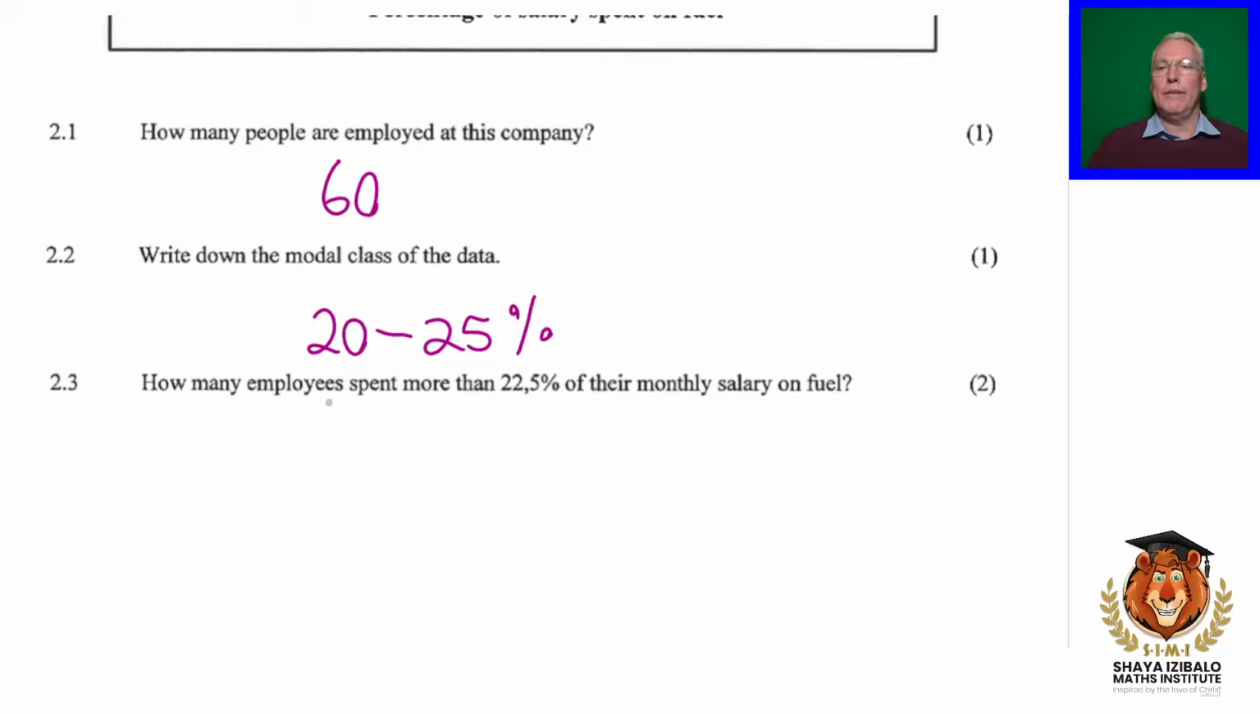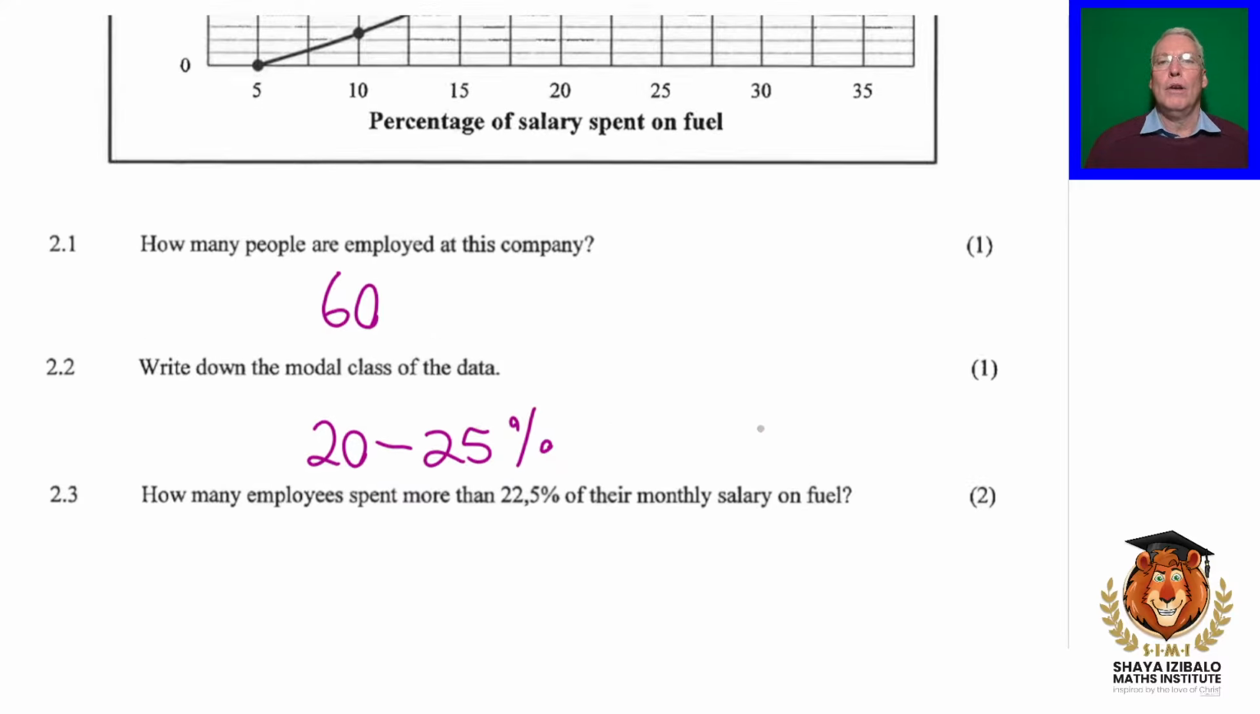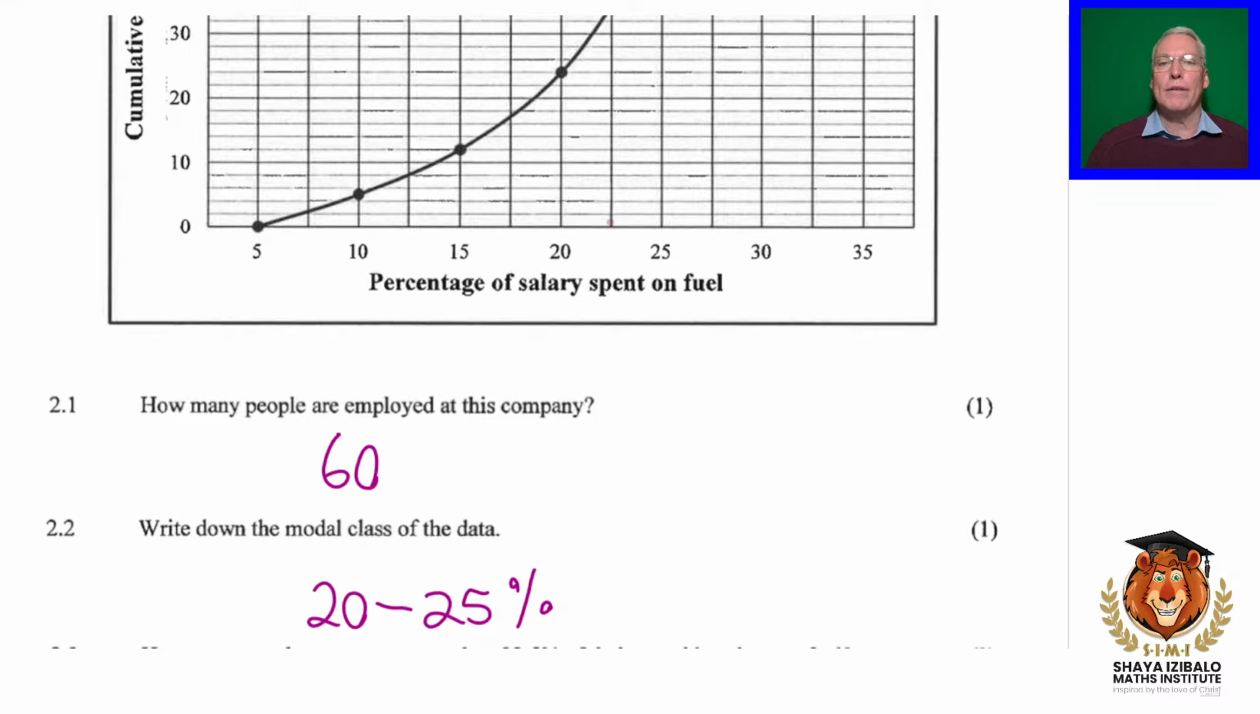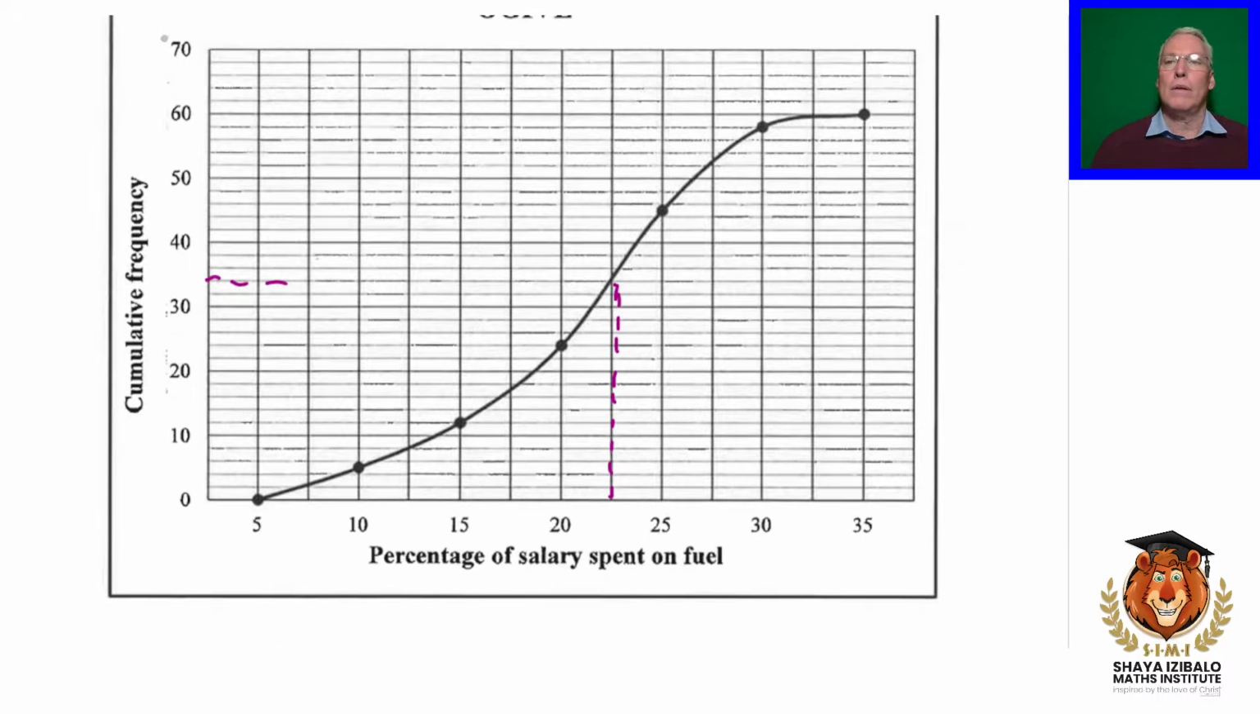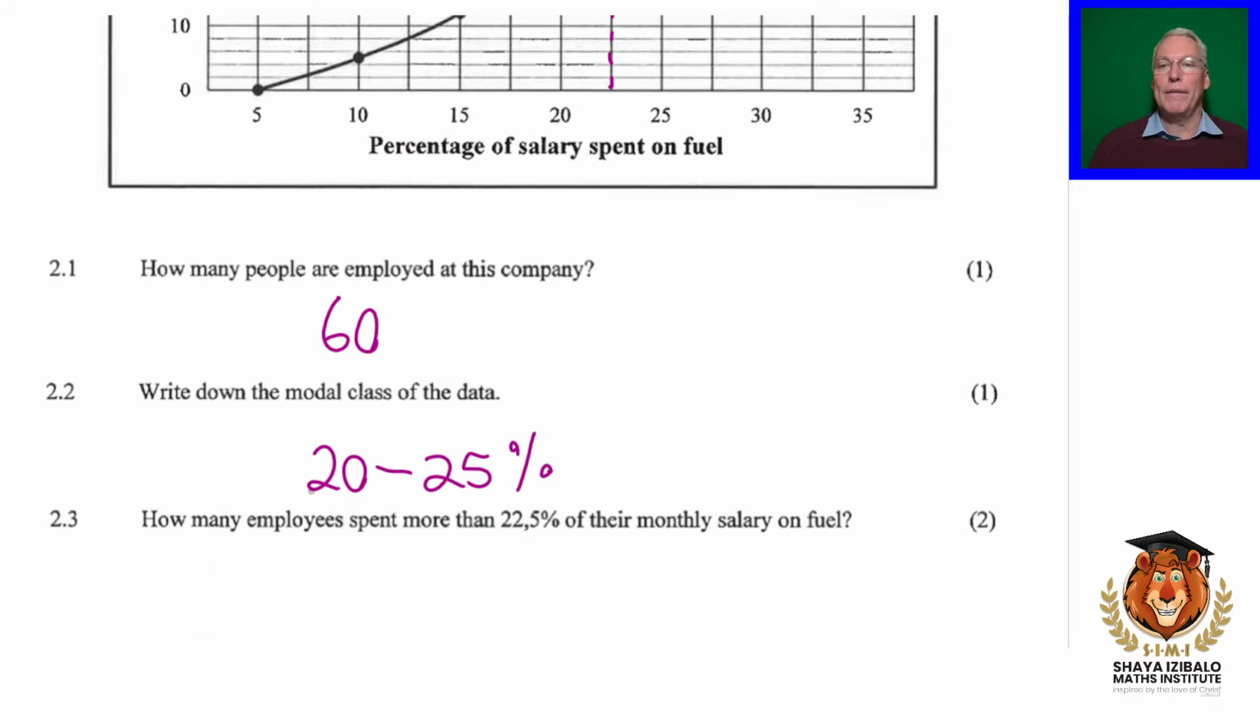How many employees spent more than 22.5% of their monthly salary on fuel? Well, 22.5% is over here. All right, and up to there, we've got 34. So up to there it's 34. And so, in fact, 26 spent more than that.